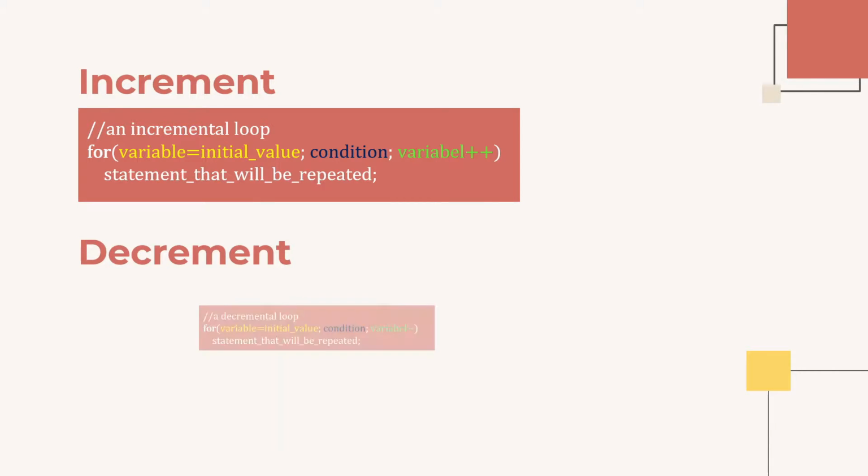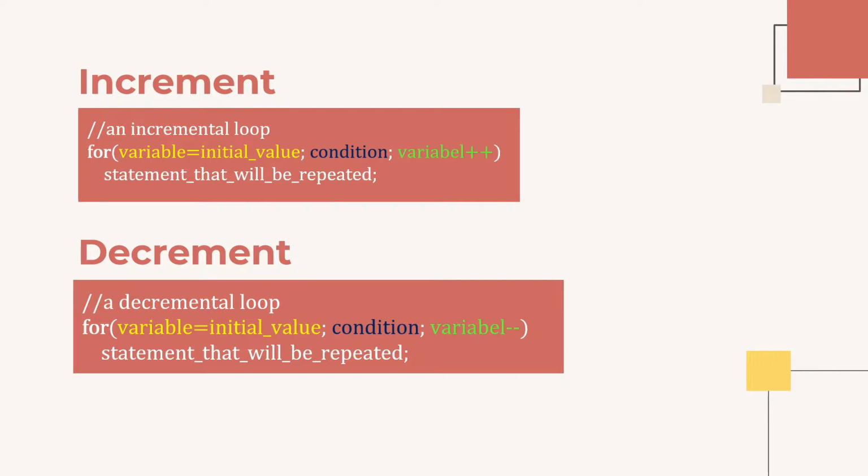Otherwise, if we perform a decrement loop, then the initial value must be greater than the final value. And this is an example of the for structure: for, and then the variable, and then the equal sign, initial value, condition, and then the variable minus minus. It means that the variable will be decreased.